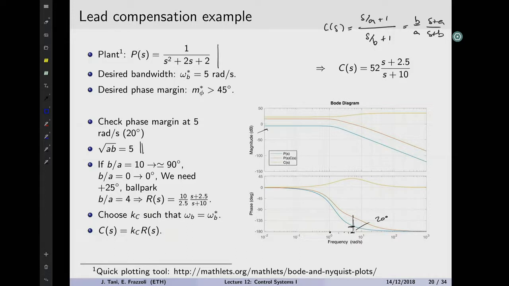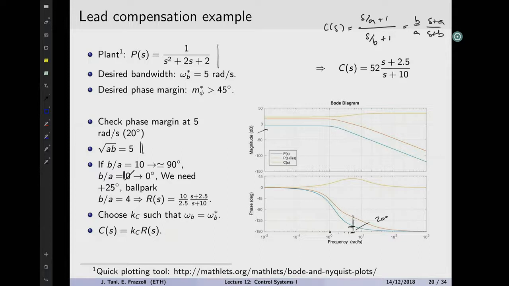Now we've got one constraint on our A and B, and then you have to choose the B over A. And here is where the little bit of ballparking, the eyeballing comes in, right? Because of considerations we did before, we said, well, let B over A equal to 1, you get 0 degrees. At B over A equal to 10, you get 90 degrees. Well, 25 degrees might be somewhere like B over A equal to 4.